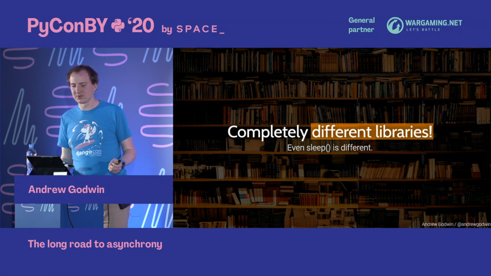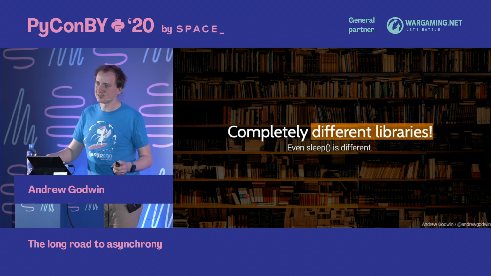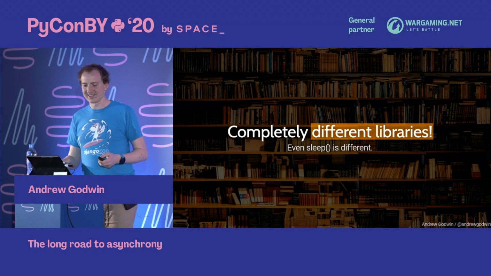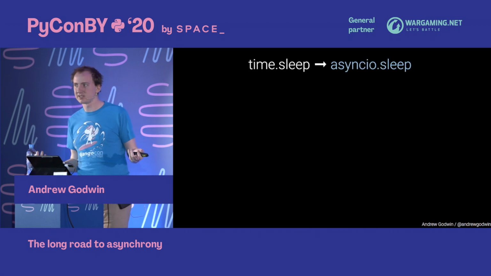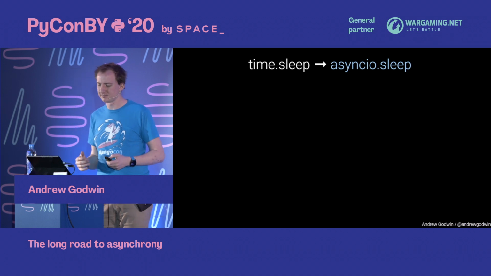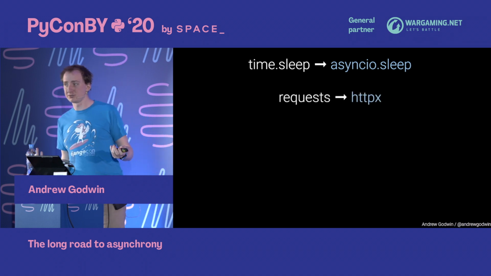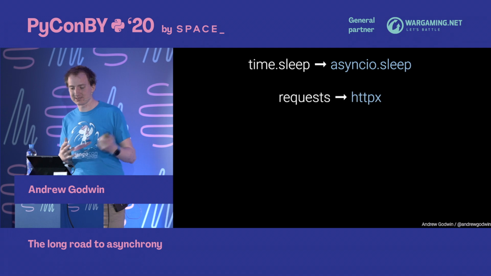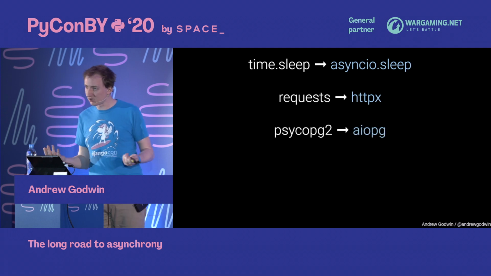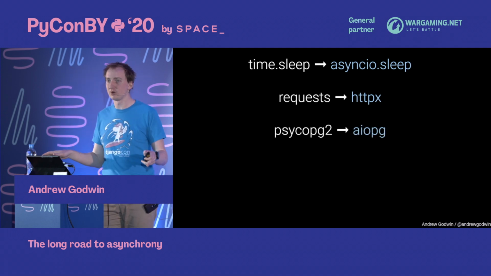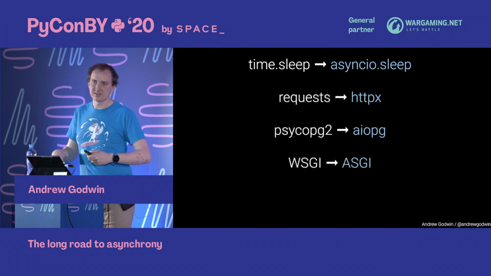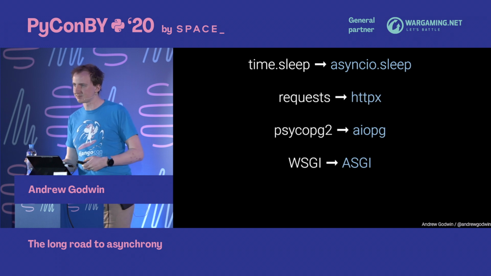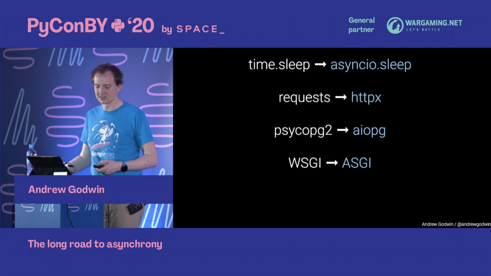What this then leads to is having completely different libraries for everything you're doing. It's kind of a situation where you almost write in a different version of Python. As an example, sleep is different. You can't use normal sleep. It won't work properly. You can't use requests; you have to use an asynchronous replacement like HTTPX. You can't use database drivers. Those all don't work anymore. You have to use an asynchronous database driver. Even WSGI doesn't work; you have to use a replacement like ASGI, the one Django uses.